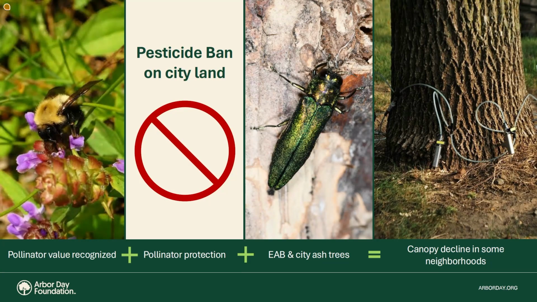The next example of unintended consequences. So in this community, there were some really passionate people around pollinators, which is great, very important to protect pollinators. And so they decided to do a citywide pesticide ban for city property, and the city itself was not allowed to use them anymore. They also had emerald ash borer, so that immediately removed a tool from the urban forester's toolkit to be able to deal with street trees and park trees.